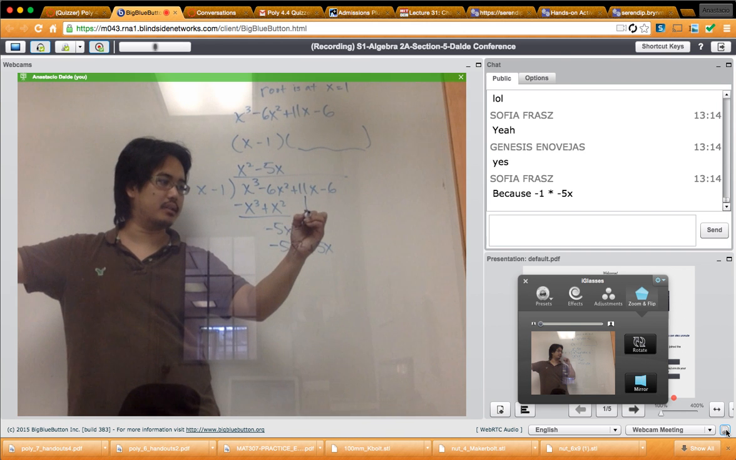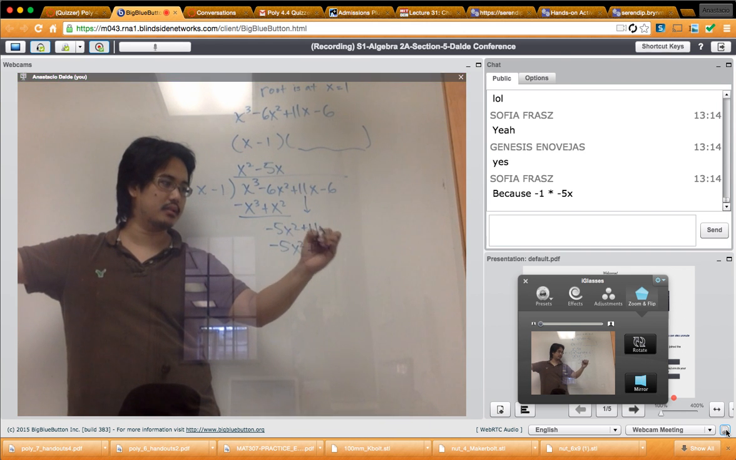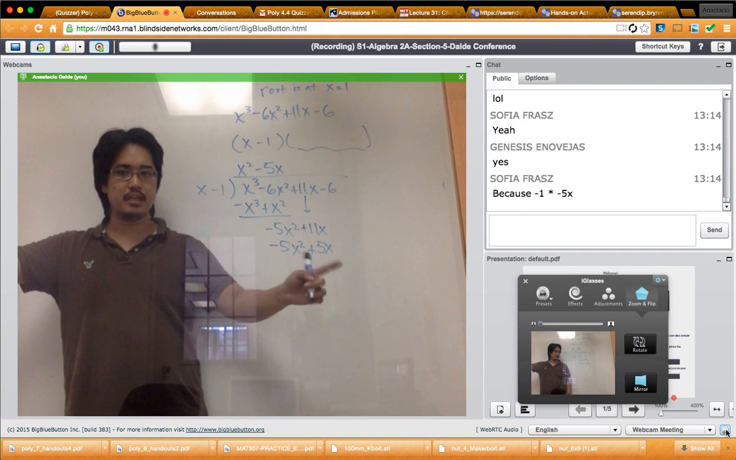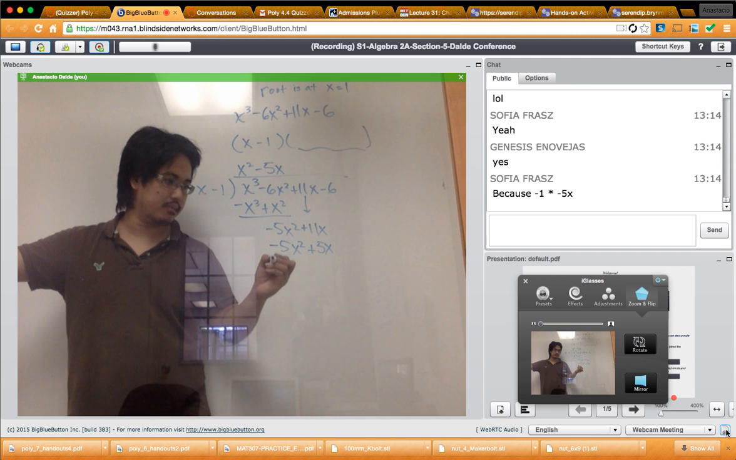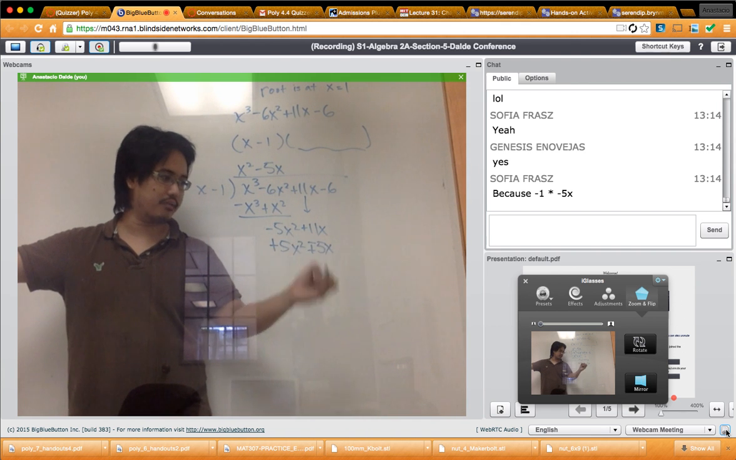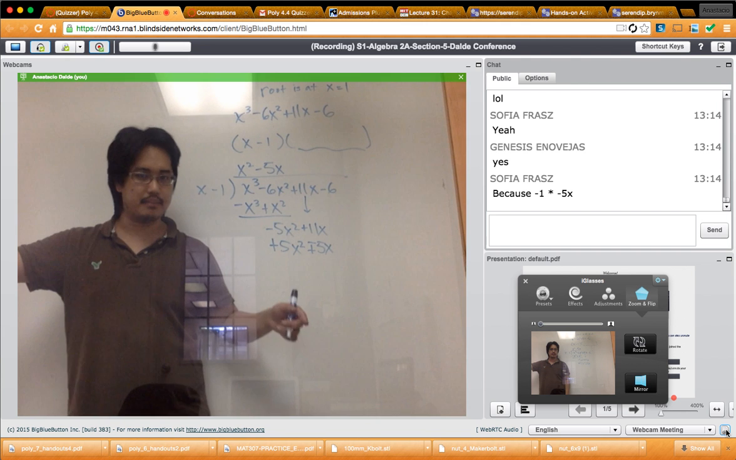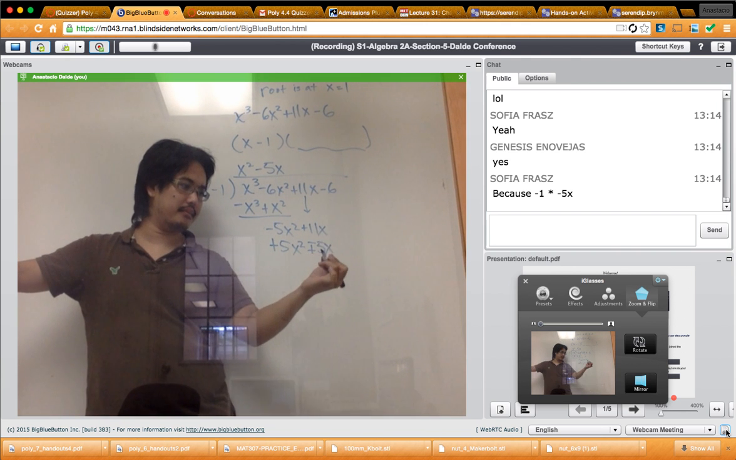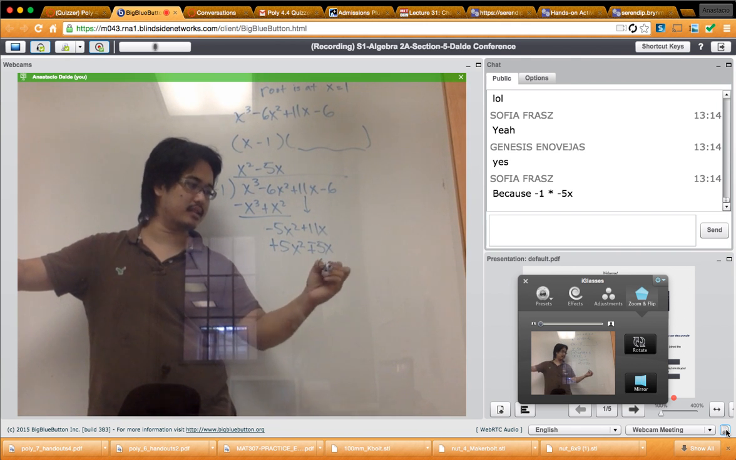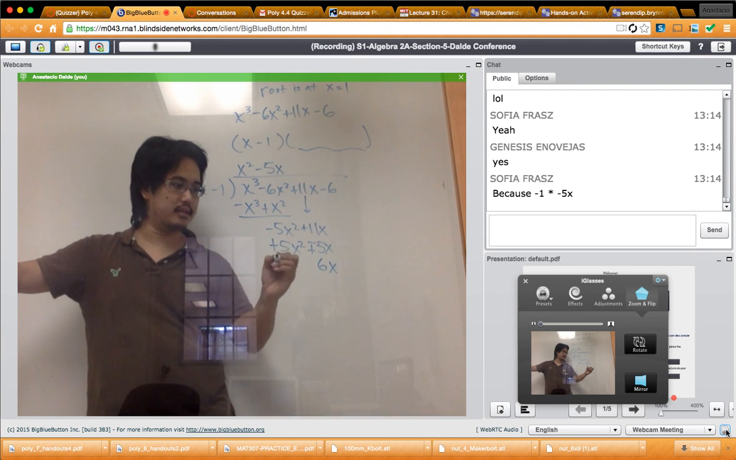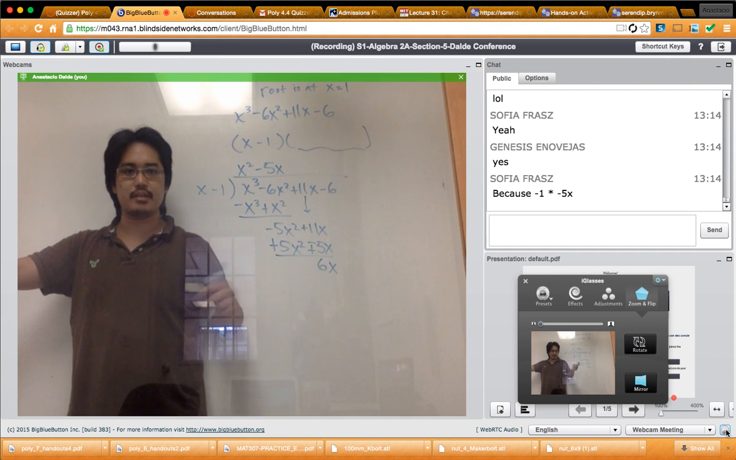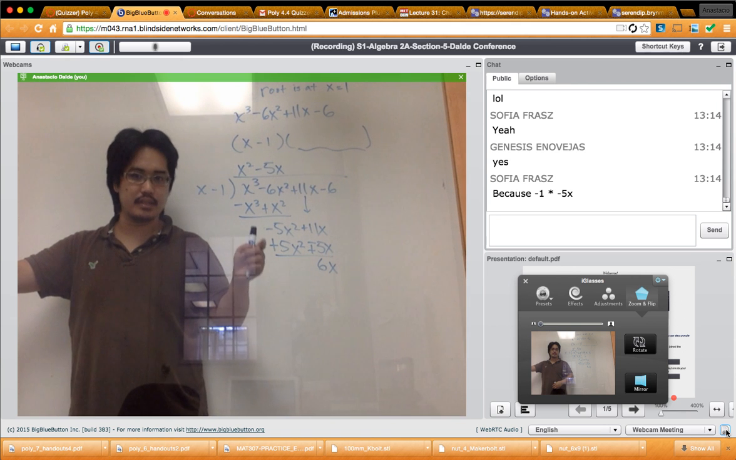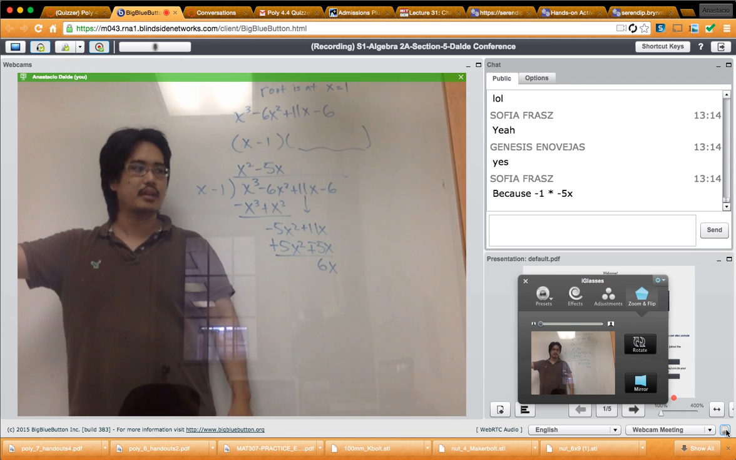I forgot to drop down this 11x. And then I need to make sure to multiply this by negative 1 and add them. So essentially I'm subtracting them. So this becomes positive and negative. Now I'm going to add them. So 11x minus 5x is 6x, and this is 0. If this doesn't come out to 0, that means you forgot to subtract. Because the whole point was to get rid of this. Right? And then we rinse, wash, and repeat.